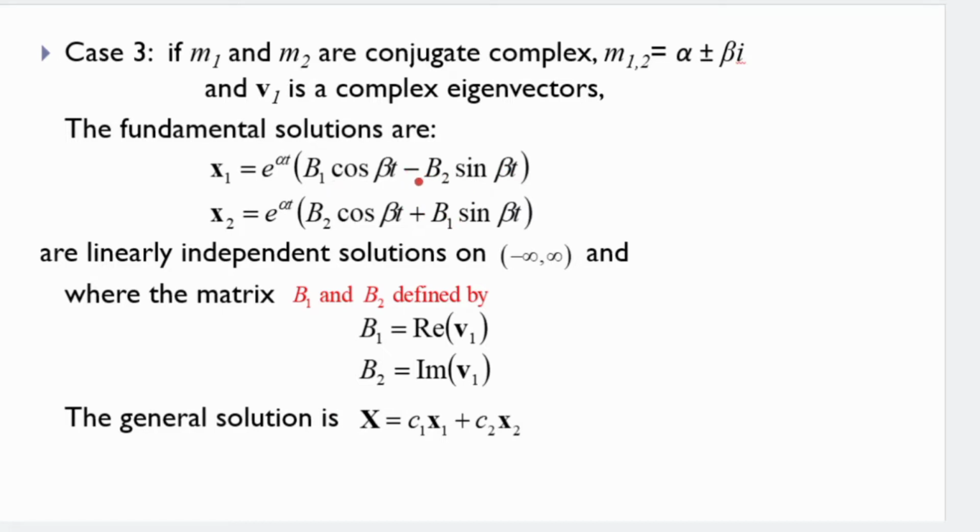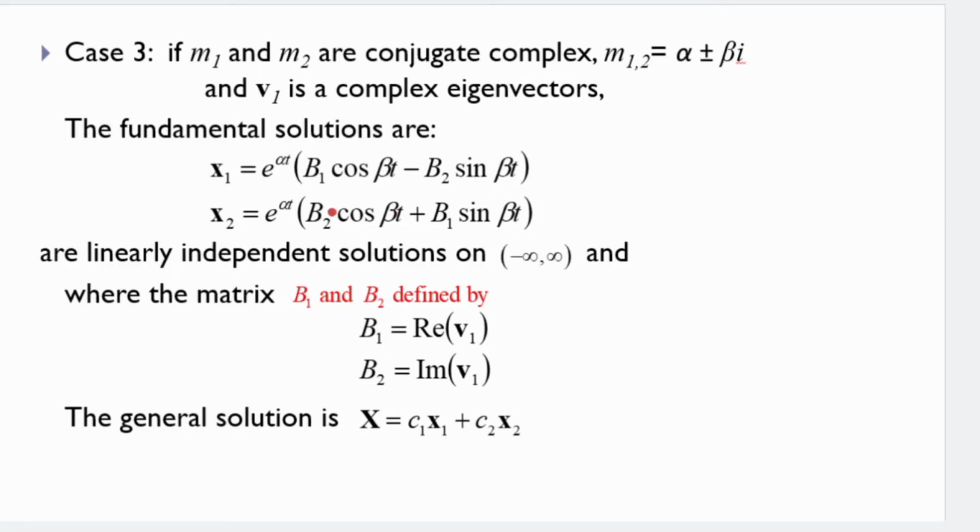Since in x1 it is negative, we write the coefficient of sin beta t as b1 positive, because we know that when the eigenvalues are complex, the eigenvalues are complex conjugate. So the solution is also complex conjugate. That's why we write minus here and plus here. Here we change the coefficient of cos beta t to b2 and the coefficient of sin beta t to b1. So this is called a linearly independent solution on minus infinity to infinity.